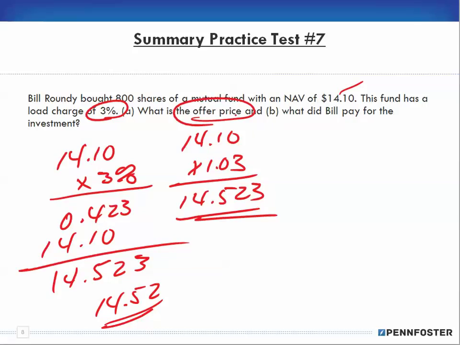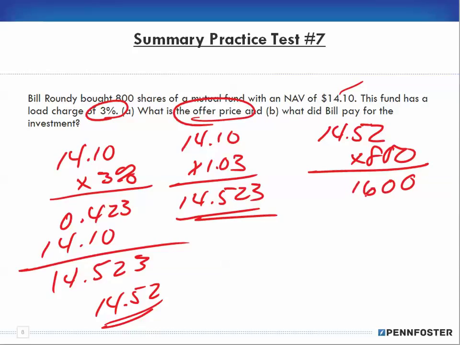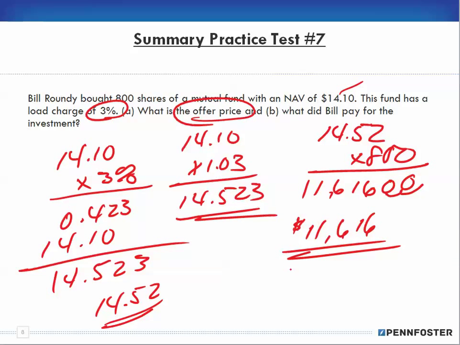So that's what it will cost to buy one share in that mutual fund. Now, if the price is $14.52 and he wants to buy 800 shares, he ends up paying $11,616 for the investment in that mutual fund.